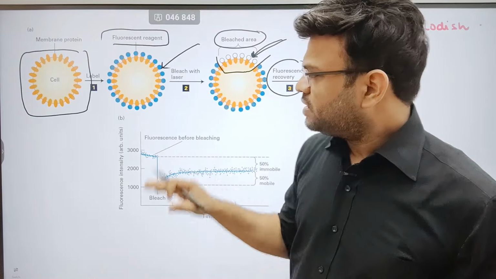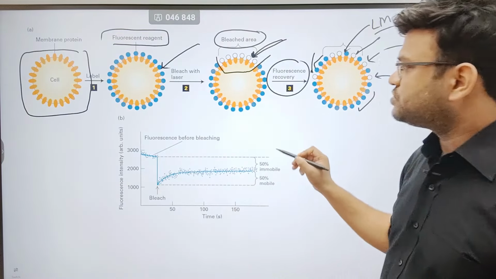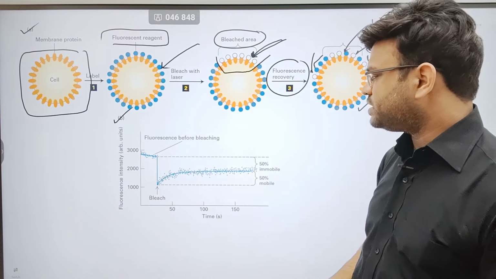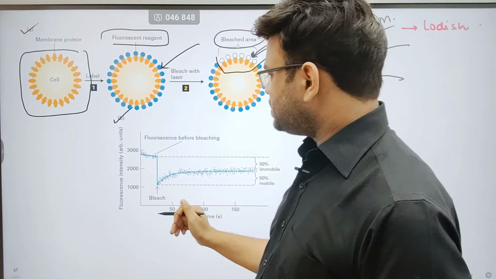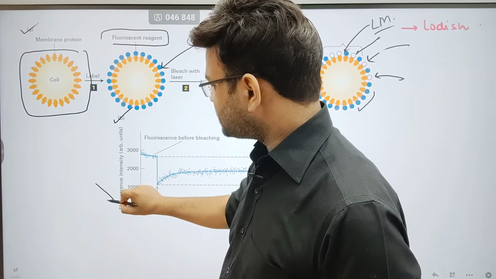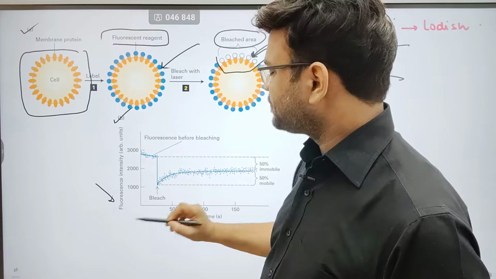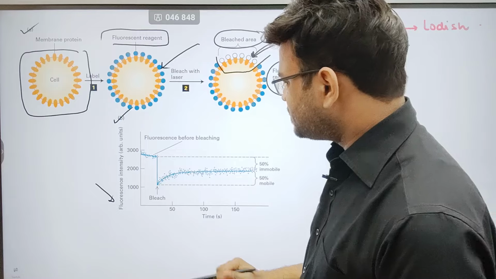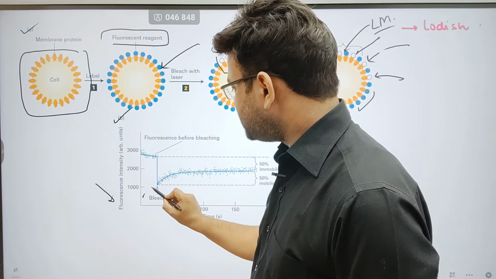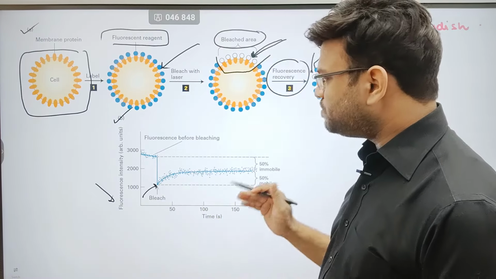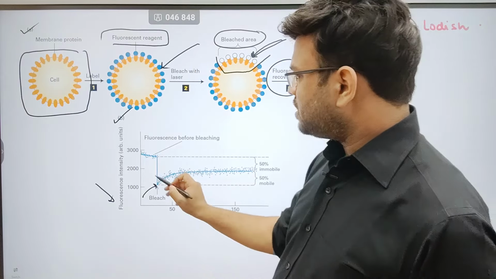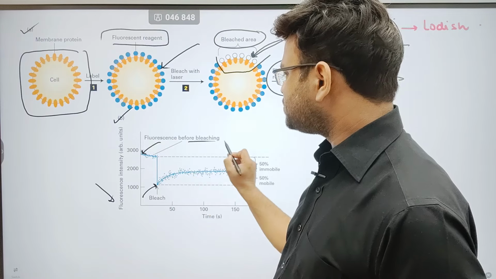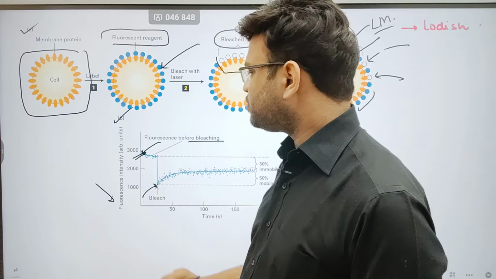You can see that. Now the same thing is being depicted over here. So this was the A diagram and this is the B diagram. What I want you to understand over here is that on the y-axis we are showing fluorescence intensity, and on the x-axis we are showing time. Understand this: the bleaching point is over here. Once you bleach, what is happening? This was the initial fluorescence before bleaching, somewhere around 2500 or 2800.